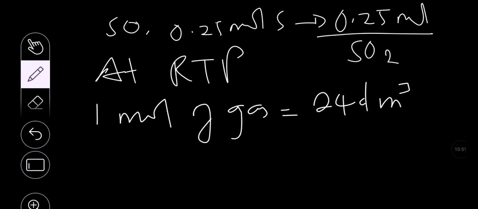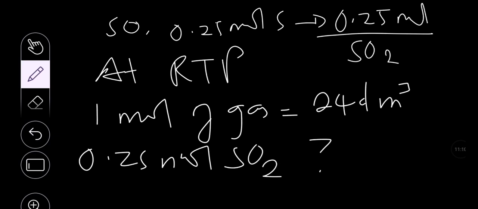Okay, so 1 mole of gas occupies 24 cubic decimeter. That is a volume. Now, how about 0.25 moles of sulfur dioxide?